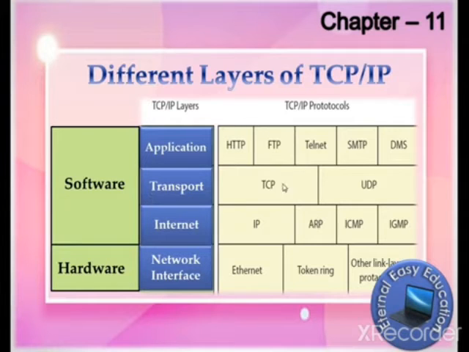Then the transport layer has 2 types, one is TCP, another one is UDP. Then the application layer has 5, as I am saying this from the exam point of view: HTTP, FTP, Telnet, SMTP, and DNS, Domain Name System. So this is the scenario of TCP/IP.